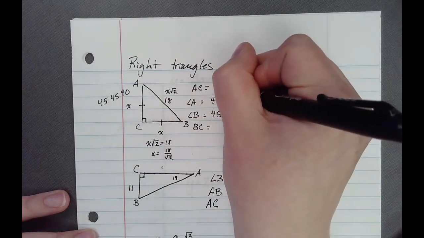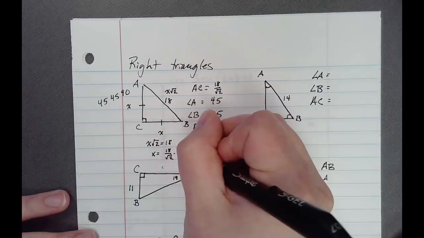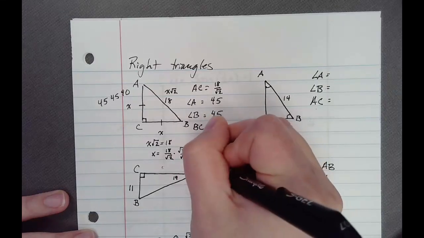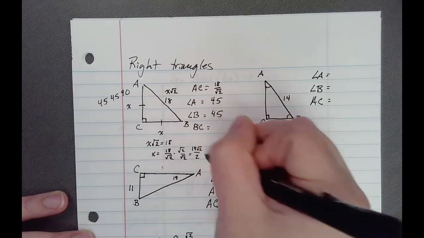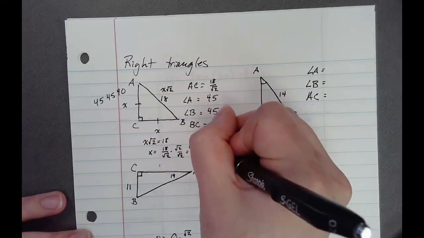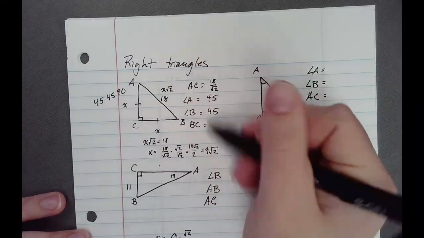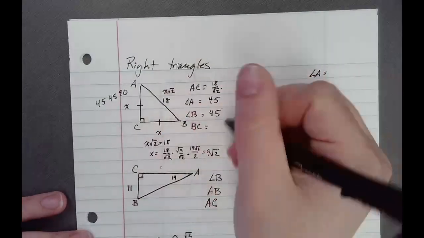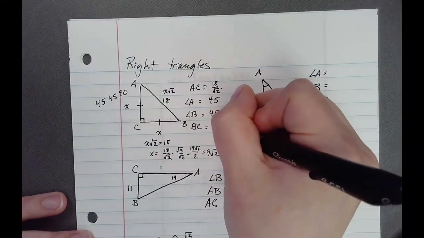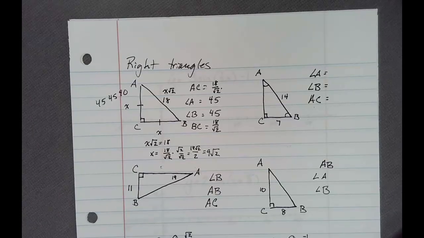If you chose to go through the process of rationalizing it, meaning multiplying by the square root of 2 over the square root of 2, the bottom here becomes 2, numerator becomes 18 square root of 2, and then we can simplify. Either one of those answers would be perfectly acceptable. And since these 2 sides are labeled as the same, I can just carry that answer down.